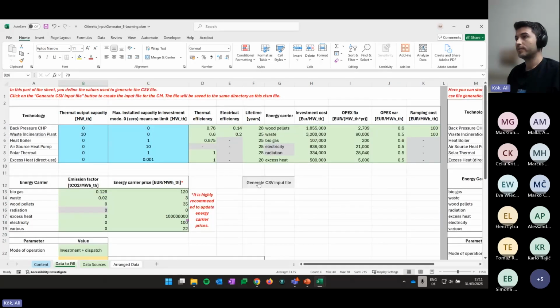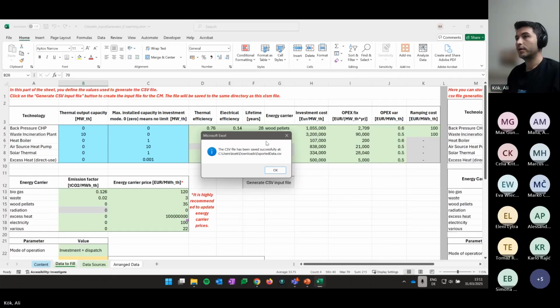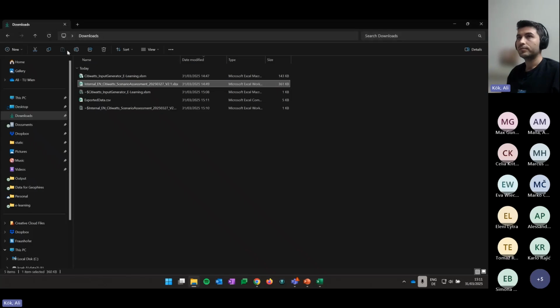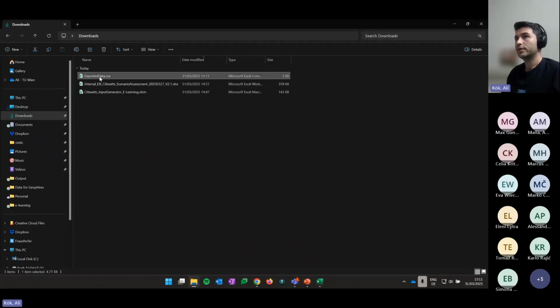Then when you click generate CSV input file, a file will be generated in the same directory. Be careful that if you are running in OneDrive or some directory where you have no permission to write, you can get an error. It should be a local directory where you have permission to write a new file. This name you can change. For instance, I will call it scenario 1, because if you click that twice, it will overwrite the file, so it's better to change the name.